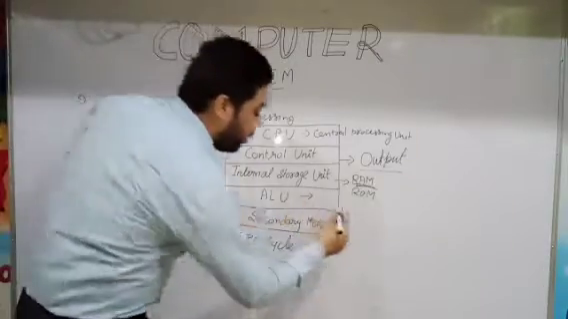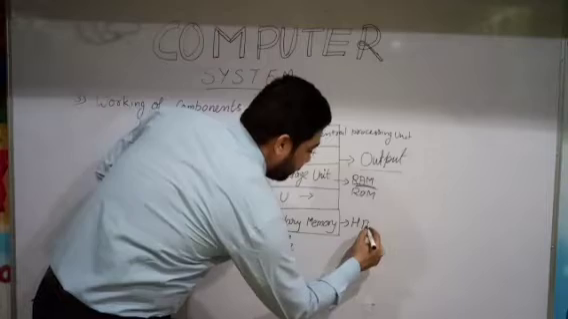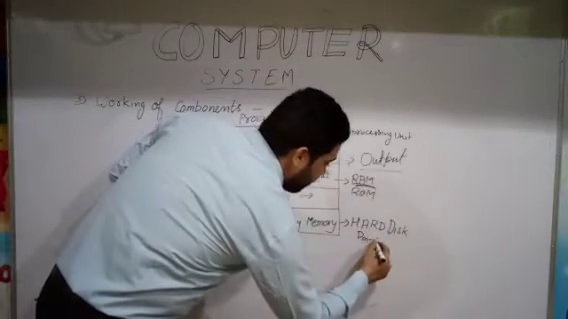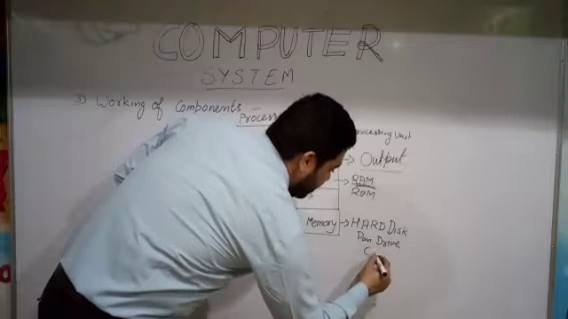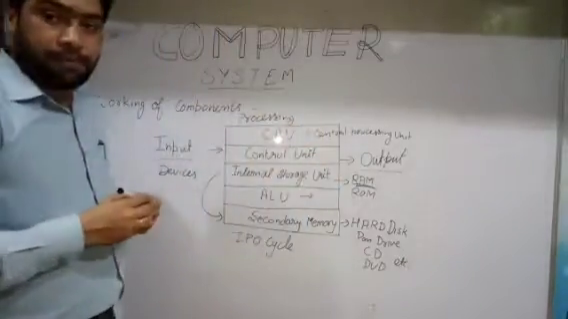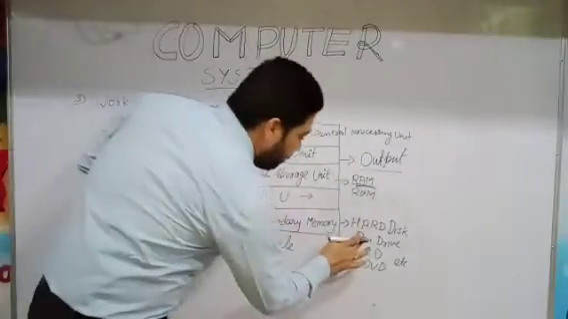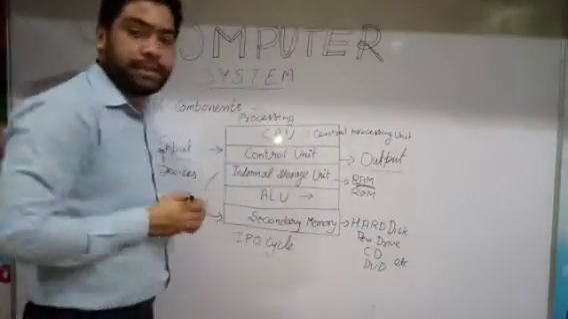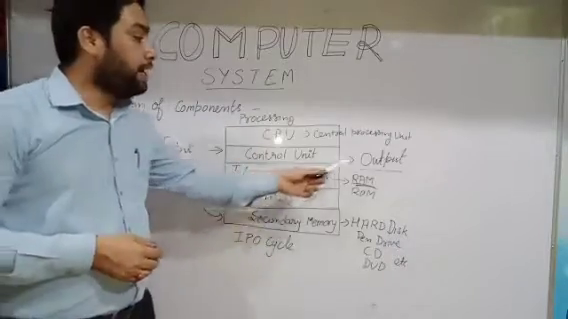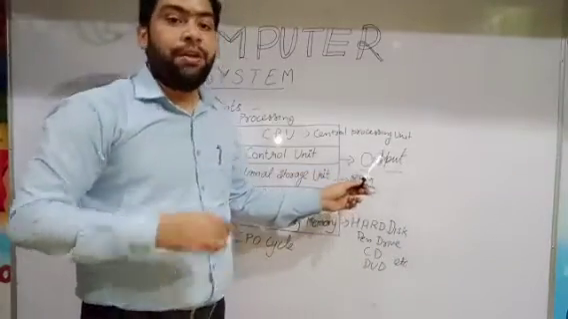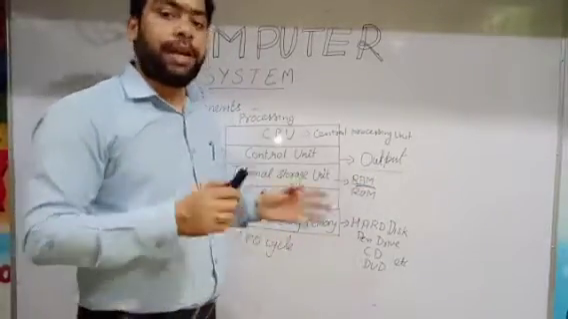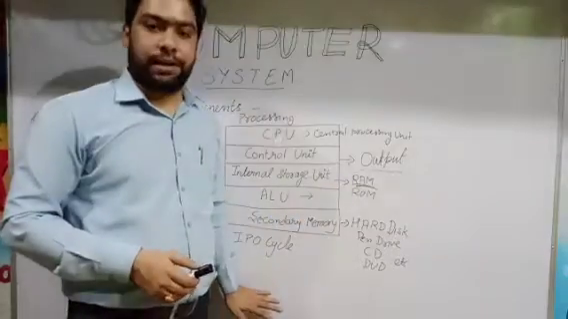Secondary memory, as I already told, like hard disk, pen drive, CD, DVD, etc. These are examples of secondary memory. So now, after the data is processed, it converts into output, which shows on the screen or maybe comes in the manner of a printout, etc. So this is the IPO cycle.